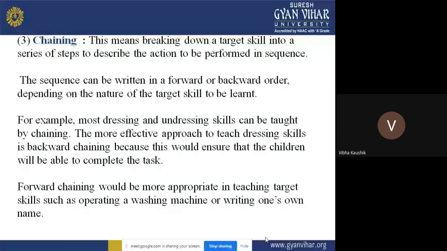For example, most dressing and undressing skills can be taught to children. We want our students to learn the dressing and undressing skills that can be easily learned by the child by the chaining approach. The more effective approach to teach dressing skills is backward chaining. We will follow a backward order of training with the children if we want them to learn dressing skills effectively, because this would ensure that children will be able to complete the task.